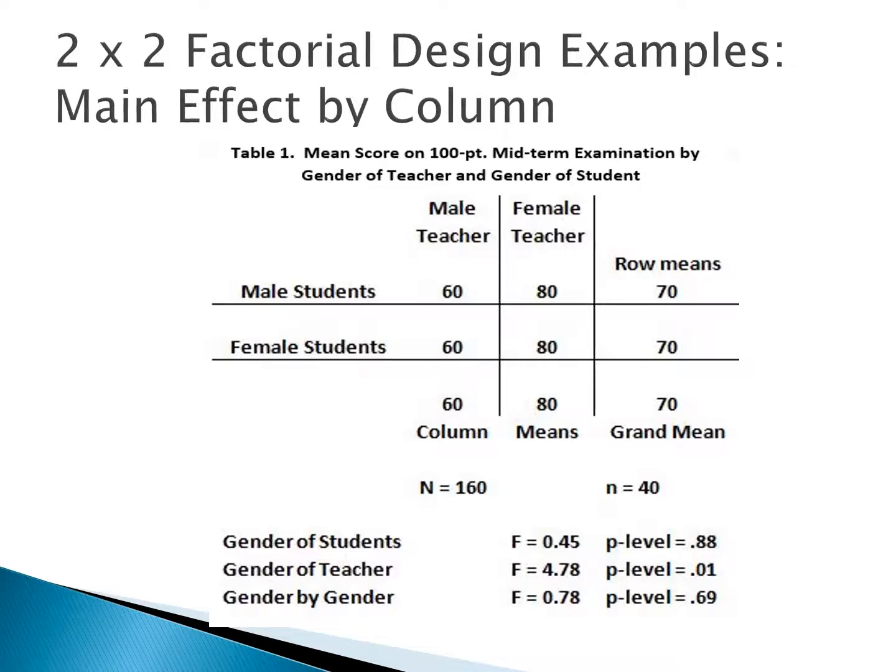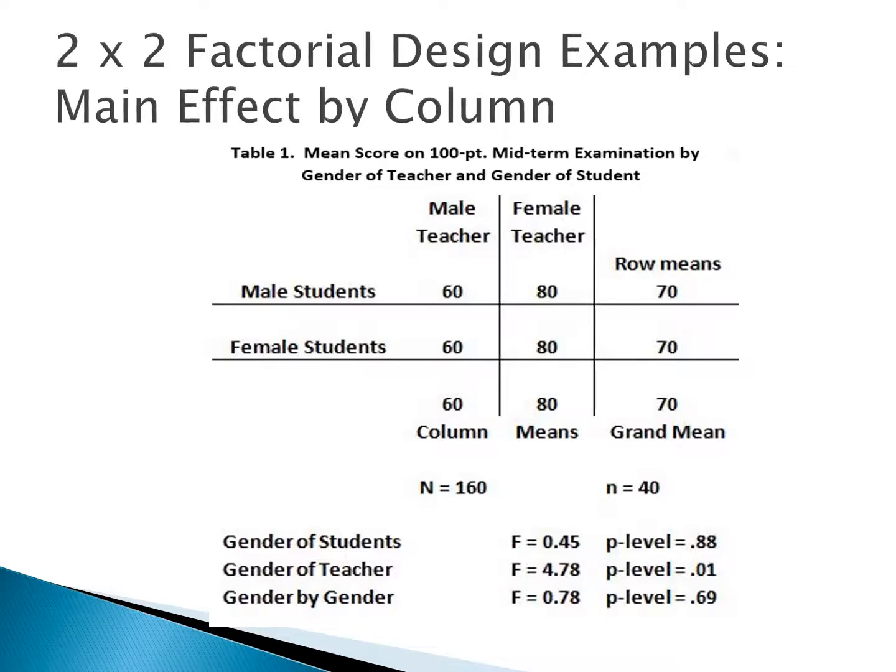So if you look at the table itself, you can see gender of teacher, in this case, female teachers, students scored 80 on average for a midterm exam, and male teachers, students, regardless of their gender, scored 60. So, we would say there's a significant impact of the gender of the teacher and the score.